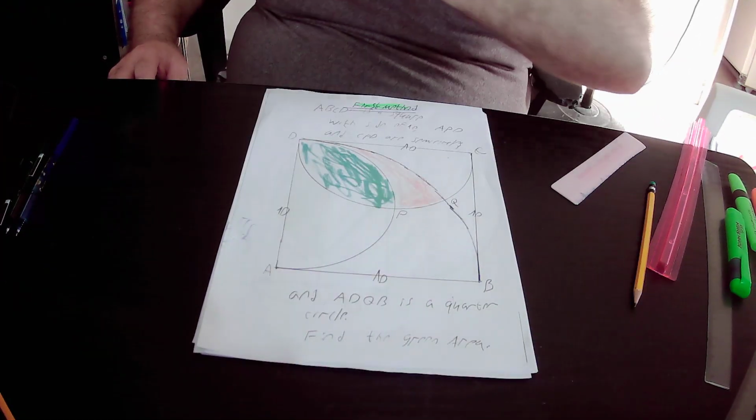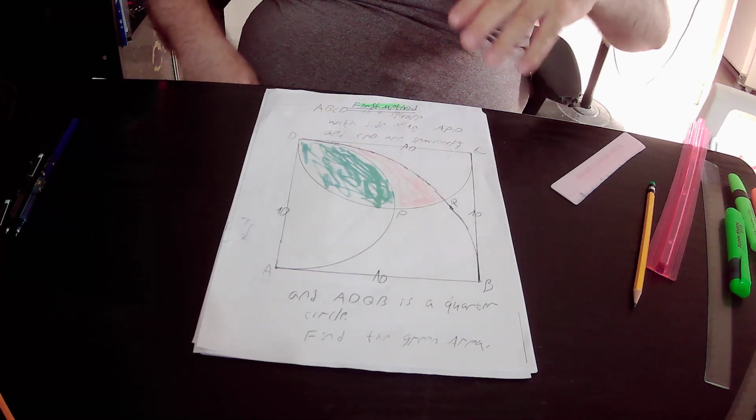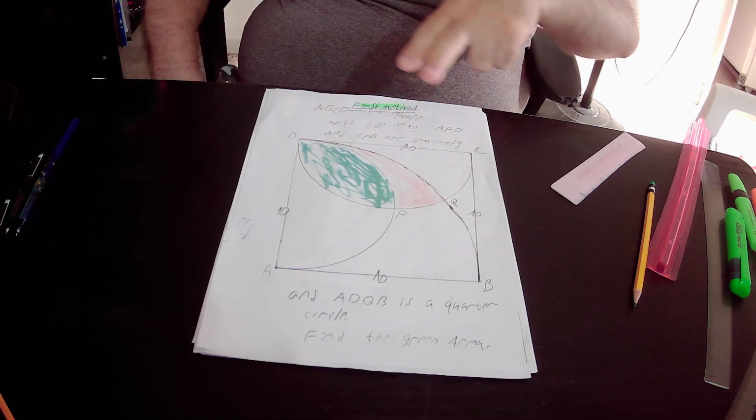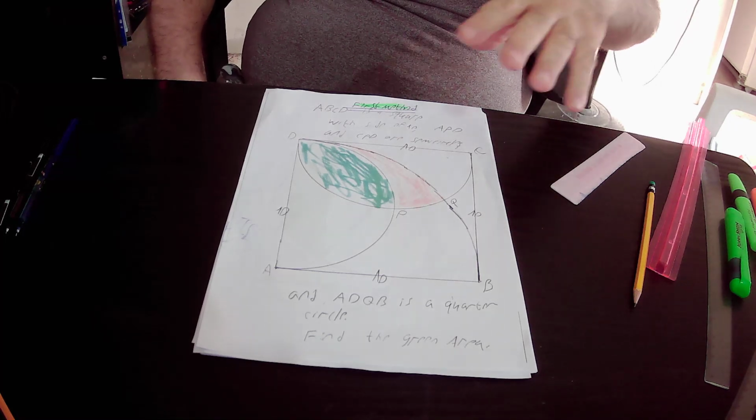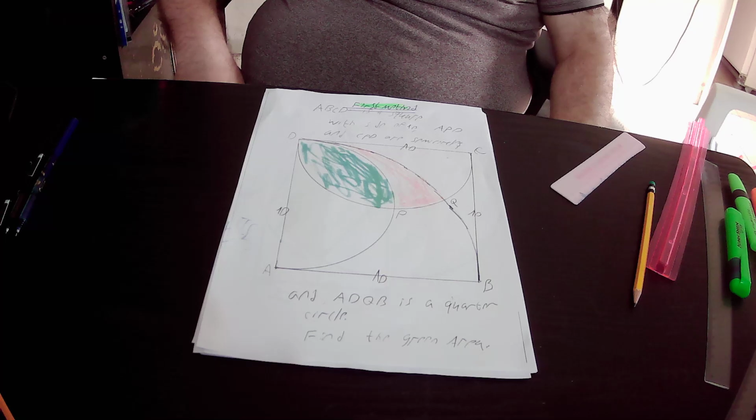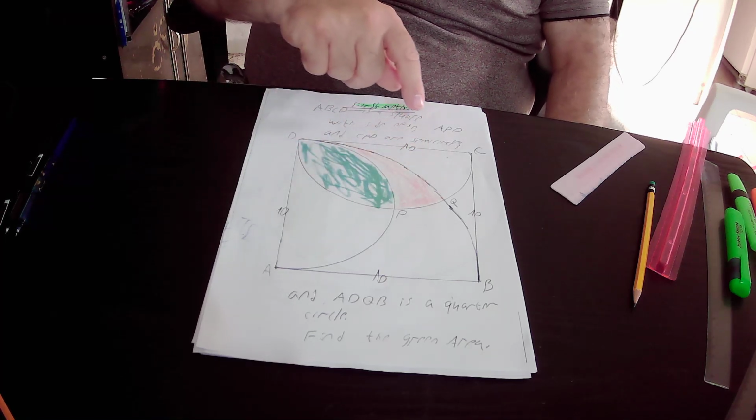Hello, in this lecture we will find out the area of the orange shape using two different methods. In the drawing we have square ABCD. One side of square ABCD equals 10 units. Inside square ABCD we have two semicircles that intersect with each other.